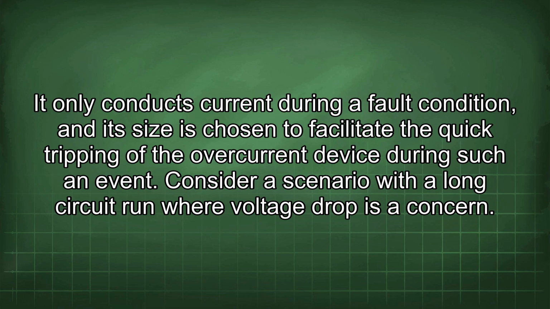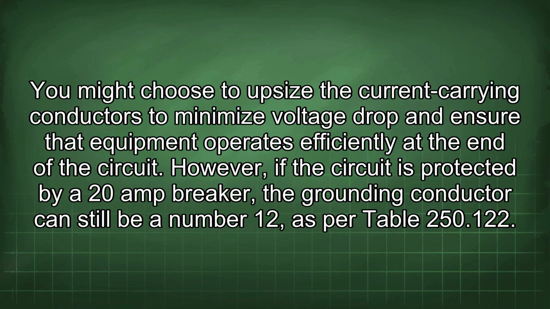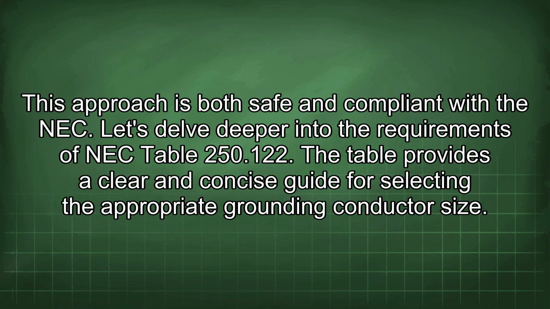Consider a scenario with a long circuit run where voltage drop is a concern. You might choose to upsize the current carrying conductors to minimize voltage drop and ensure that equipment operates efficiently at the end of the circuit. However, if the circuit is protected by a 20 amp breaker, the grounding conductor can still be a number 12, as per Table 250.122. This approach is both safe and compliant with the NEC.